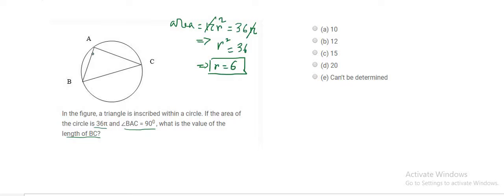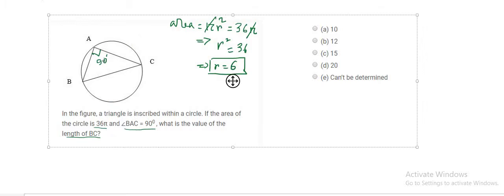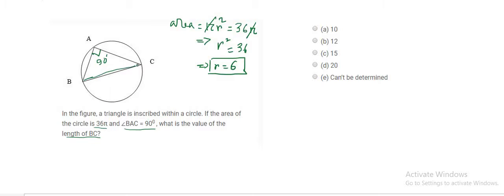It also says that for the inscribed triangle, angle BAC is 90 degrees. So we know that if a triangle inscribed within a circle is a right angle triangle, or has a 90 degree angle, then one of its sides is the diameter. So in this case BC obviously is the diameter, and since we are asked to find the value of BC, we know that the diameter is 2 times the radius, so it will be 12. So here the answer would be B.